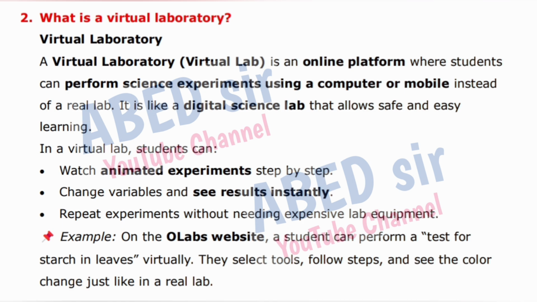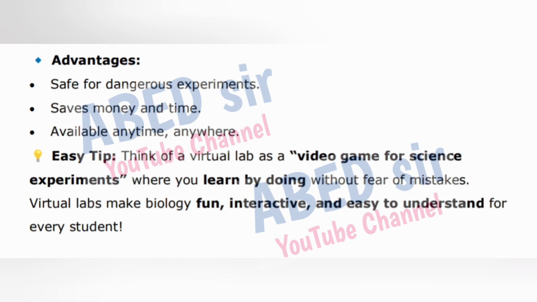In a virtual lab, students can watch animated experiments step by step, change variables and see results instantly, and repeat experiments without needing expensive lab equipment. Example: on the OLabs website, a student can perform a test for starch in leaves virtually. They select tools, follow steps, and see the color change just like in a real lab. Advantages: safe for dangerous experiments, saves money and time, available anytime, anywhere.